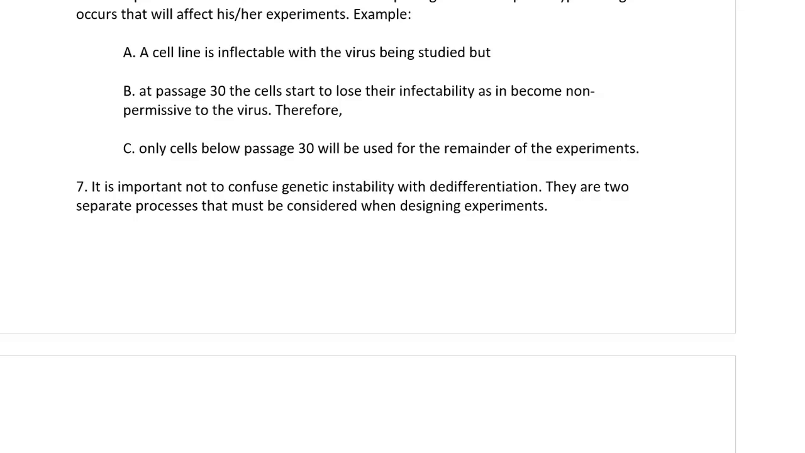It is important not to confuse genetic instability with dedifferentiation. These are two separate processes that must be considered when designing experiments. Dedifferentiation is literally the process where I take cells from an in vivo environment and move them to an in vitro environment, and there's a phenotypic change because of the environmental change. Genetic instability is more of a long-term event, meaning that as the cell divides and goes through mitosis, it keeps picking up more mutations, and eventually you have enough mutations that you start getting a phenotypic change that affects the results of your experiment, and you have to be on the lookout for that.